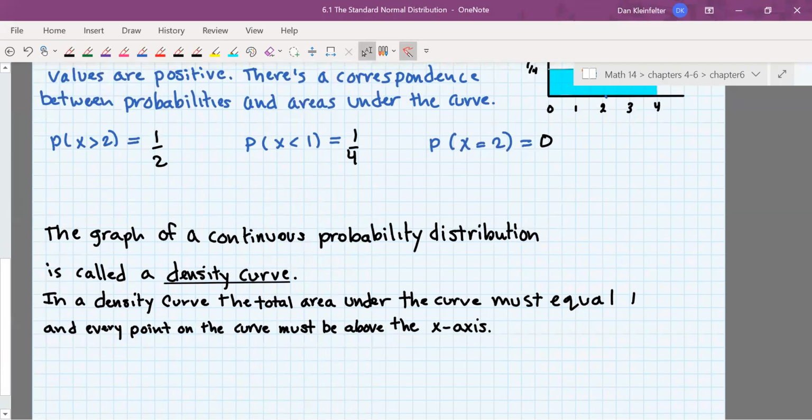The graph of a continuous probability distribution is called a density curve. In a density curve, the total area under the curve has to equal 1, and every point on the curve must be above the x-axis. That is, the function values are positive. And I didn't write it here, but additionally, they have to be less than 1.